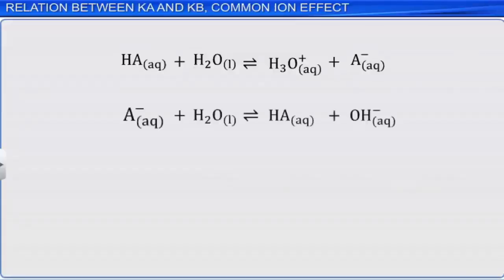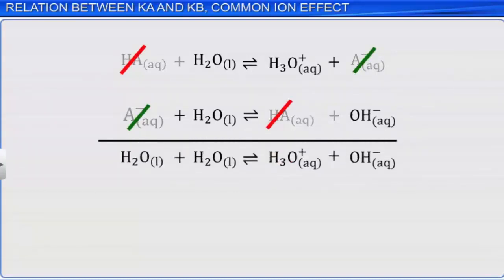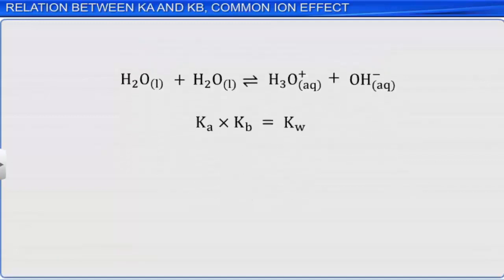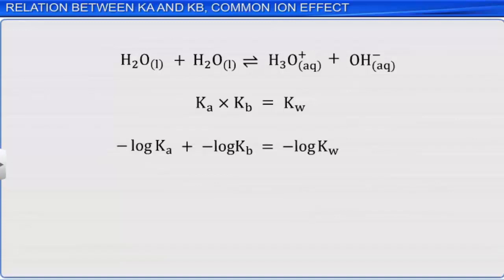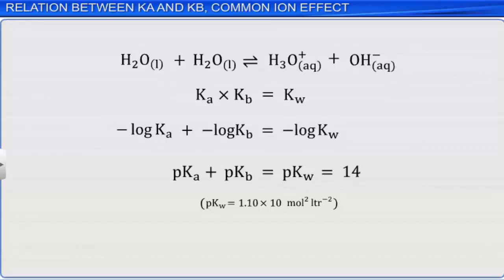This leads us to conclude that the equilibrium constant for a net reaction obtained after adding two or more reactions is equal to the product of the equilibrium constants for the individual reactions. On applying the logarithmic scale to the equation, we get pKa plus pKb is equal to pKw, which is equal to 14.